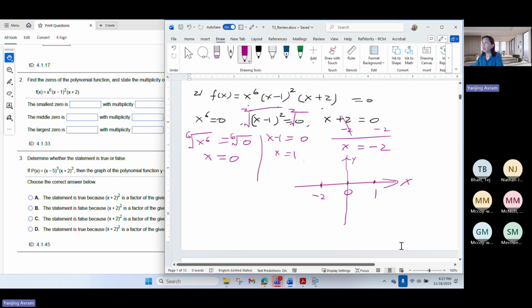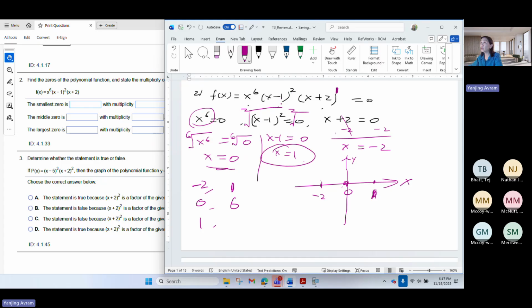So with multiplicity, my smallest zero right here should be negative 2. Multiplicity here is 1, right? Because this is only x plus 2 to the 1 power. The middle zero, which is 0, that's the middle one, right? How do you get a 0? 0 is from here, so this multiplicity is 6. And the largest zero here is 1. How did 1 come about? Well, that's from x minus 1 squared, so this multiplicity will be 2. This is the multiplicity.